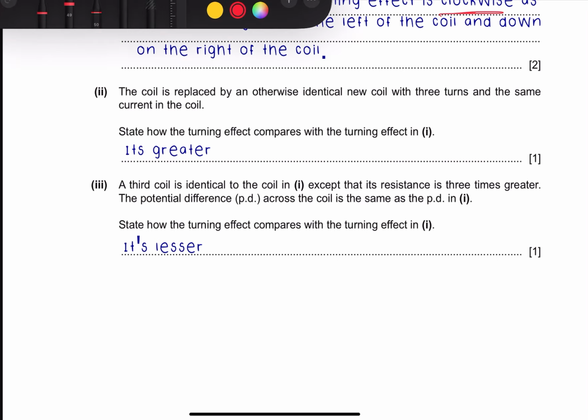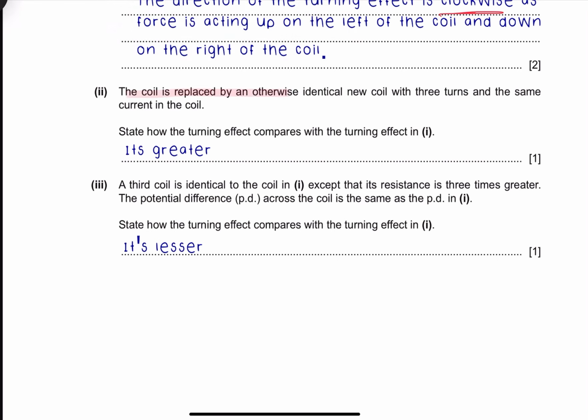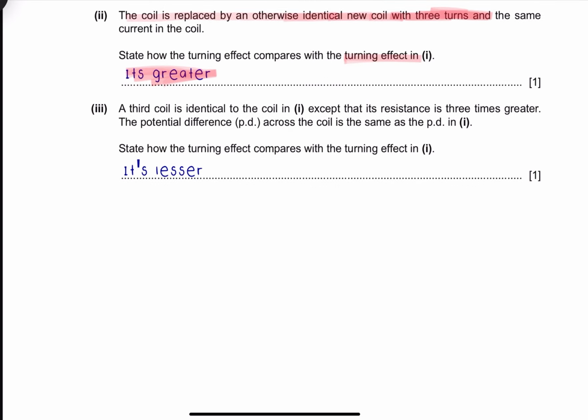So in B part, the coil is replaced by an otherwise identical new coil with 3 turns. You have increased the turns, so it will increase the turning effect. The third coil is identical to the coil except it has more resistance. So if we increase the resistance, the current will decrease, right? So when current decreases, the turning effect will decrease eventually.